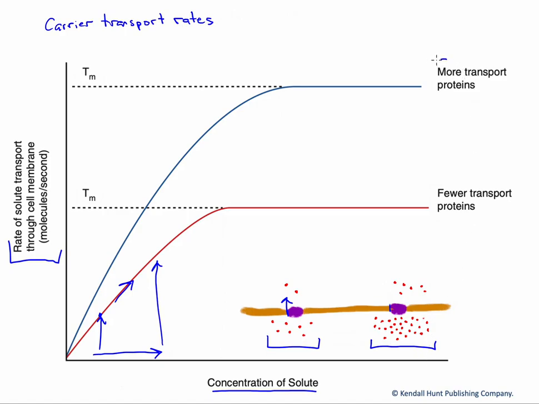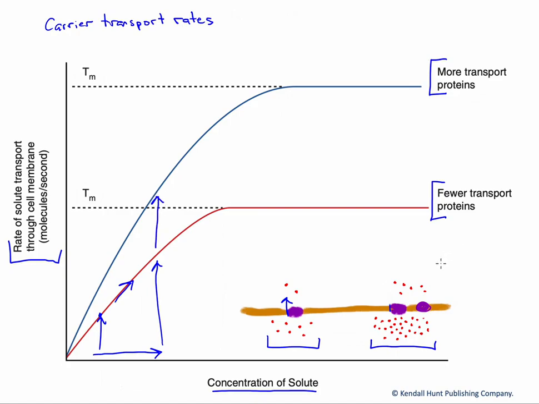We could also change the number of transport proteins. We have two different lines here. If we have fewer transport proteins, we're on the red line. If we have more transport proteins, we're on this blue line. At a given concentration, if we have more transport proteins, if I add another transport protein over here, we increase the likelihood of interaction with those transporters, and therefore our rate of transport would be higher.